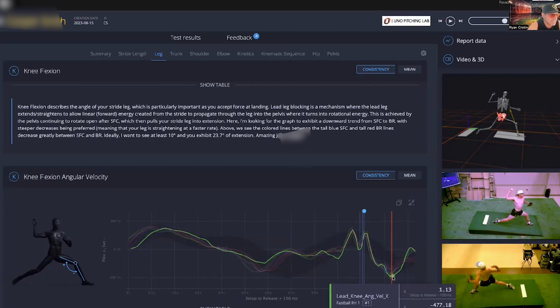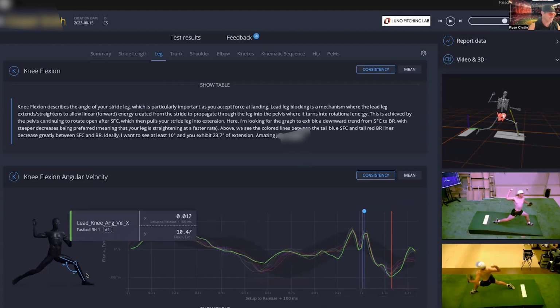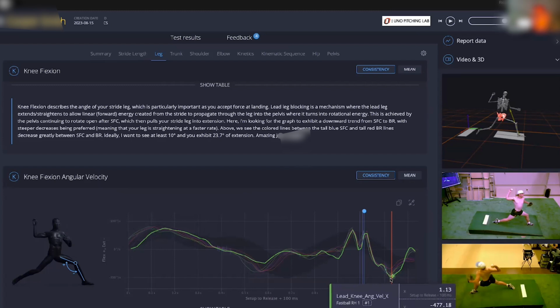Can you tell me what you're seeing? You're looking at the Y number. Yeah, the 477. Negative. So that's negative. It's not that he's slowing down, it's just that the velocity's in the extension direction. So this guy's pretty high level, man. This is almost a 500 degree per second knee extension at ball release.